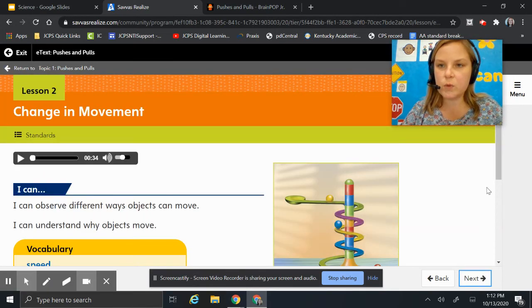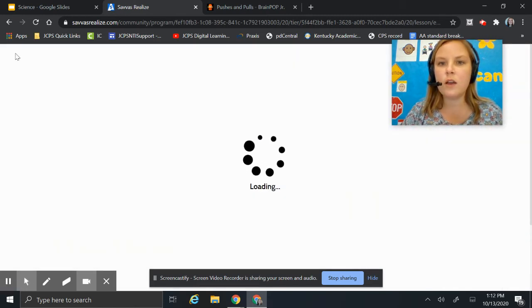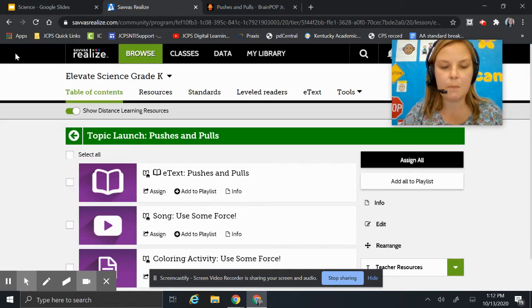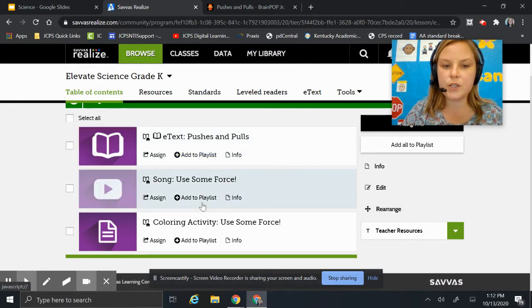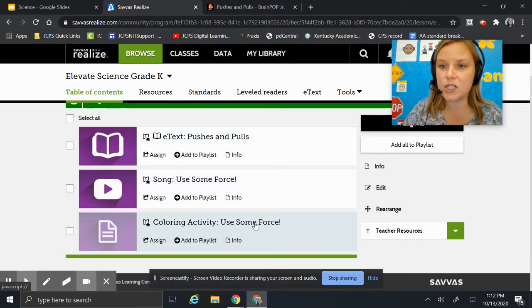All right, and we are finished with this lesson. I am going to go back. We're going to watch a quick video, and then I'm going to have us watch a really short video from Brain Pop, which I know you all love. There's also, on this page, some coloring sheets to do with force.